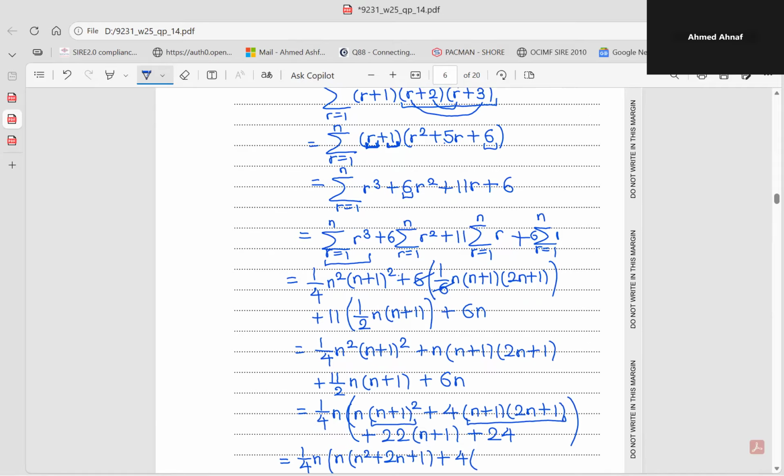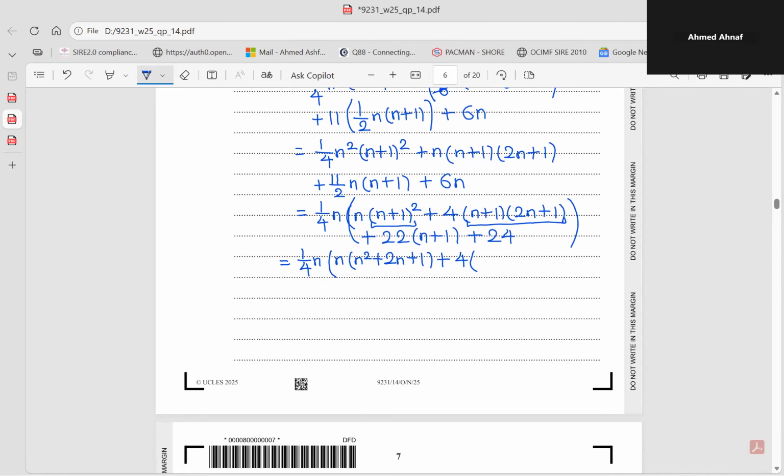Yeah, the same thing that I did here, all right? So n times 2n, that's 2n squared. 1 times 2n, that's 2n. n times 1, that's n. So 3n, plus 1 times 1, that's just 1. Plus, yeah, this one's really simple, just 22n plus 22 plus 24.